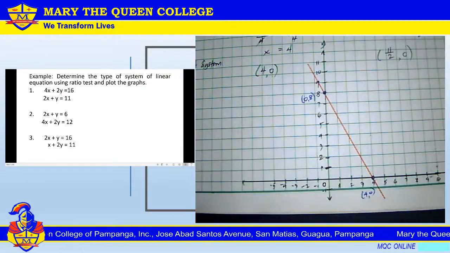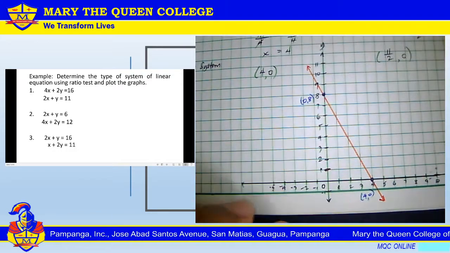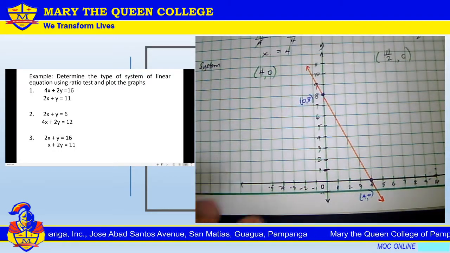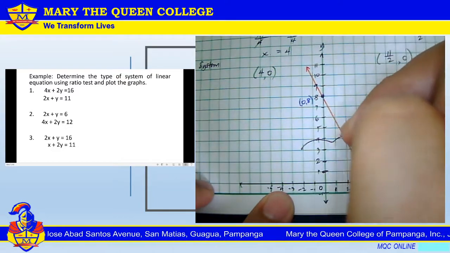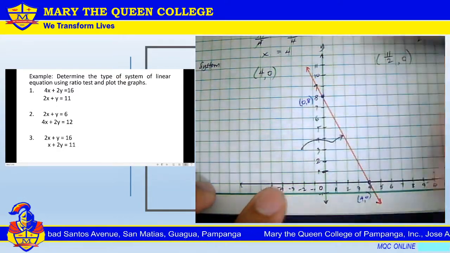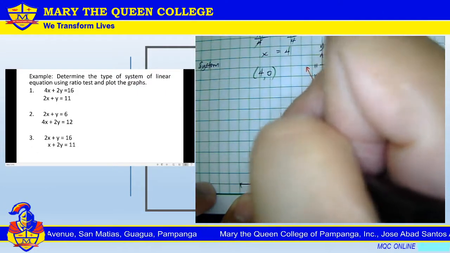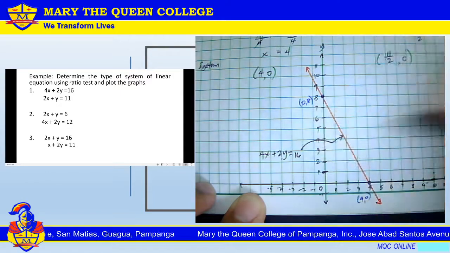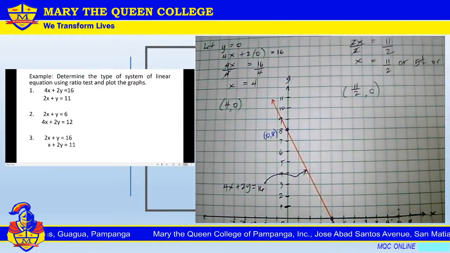Okay, so that's it. Put some arrowheads on its end. So this is now our first equation, which is 4x plus 2y equals 16. Okay, how about the second equation?